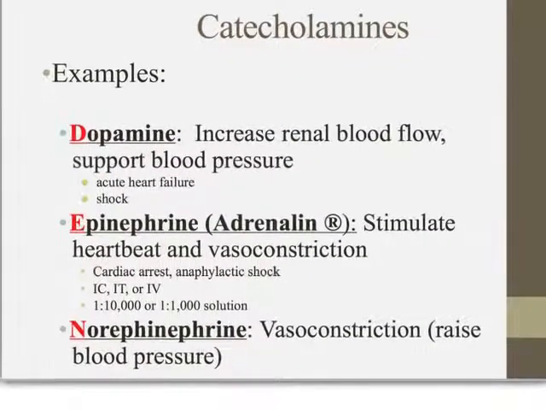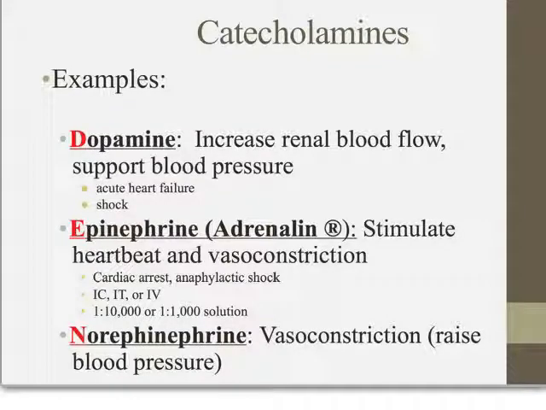So some examples of catecholamines are DEN, and that's an acronym you can remember it by. DEN, D is for dopamine. This helps to increase renal blood flow. It also helps with supporting the blood pressure. You can use this for acute heart failure. It works on both the alpha-1 and beta-1 as well as the dopamine receptors. It is a vasopressor, so we can use it with circulatory shock, and it's used as a CRI with a short half-life.